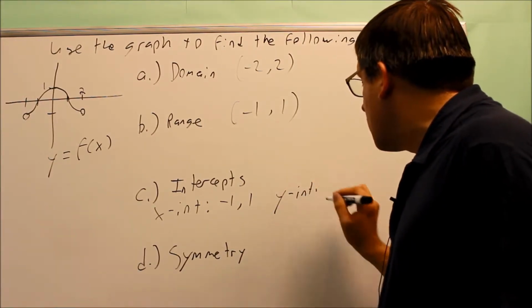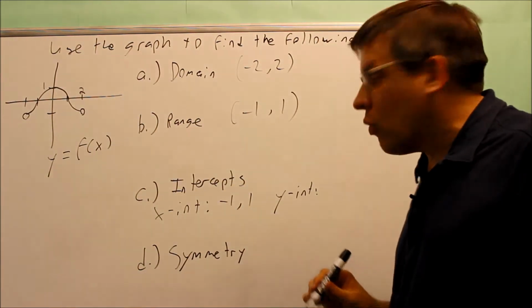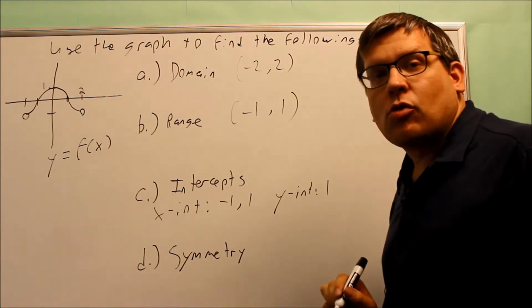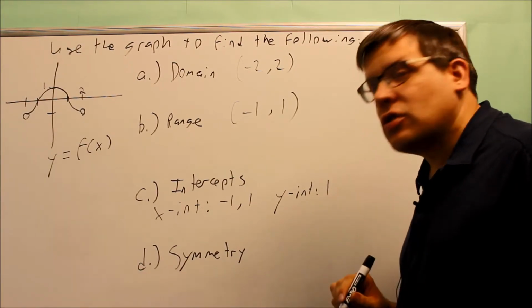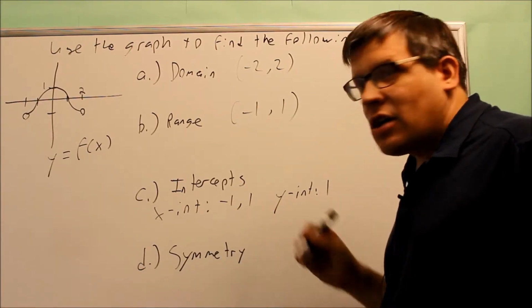For the y-intercept, you're looking where it crosses the y-axis. It crosses the y-axis at 1. So therefore that's going to be your y-intercept. Y-intercept is +1. Next, it's asking us for if it has any kind of symmetry.